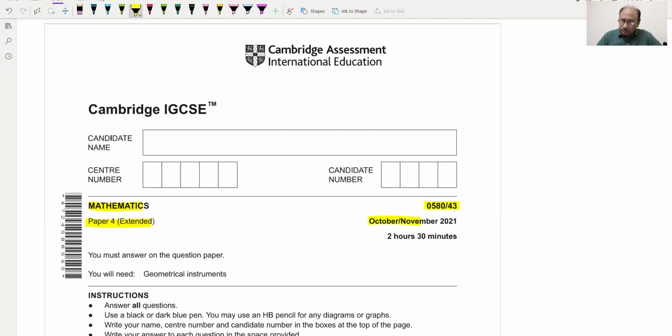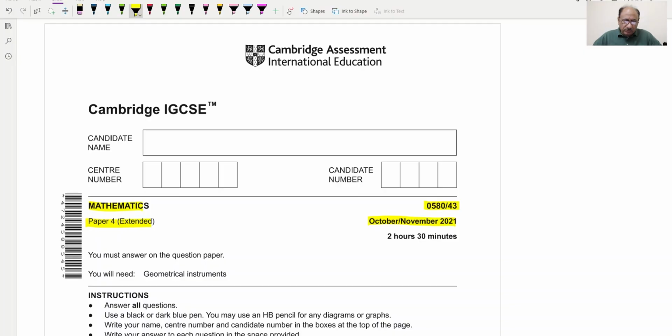058043 October November 2021. Keep in mind that the official marking scheme of this paper is not yet available, so we have taken extreme care so that there should be no mistake. But just to mention that so far the official marking scheme of the paper is not available. Whenever it comes, we will tell you our answers with the same.